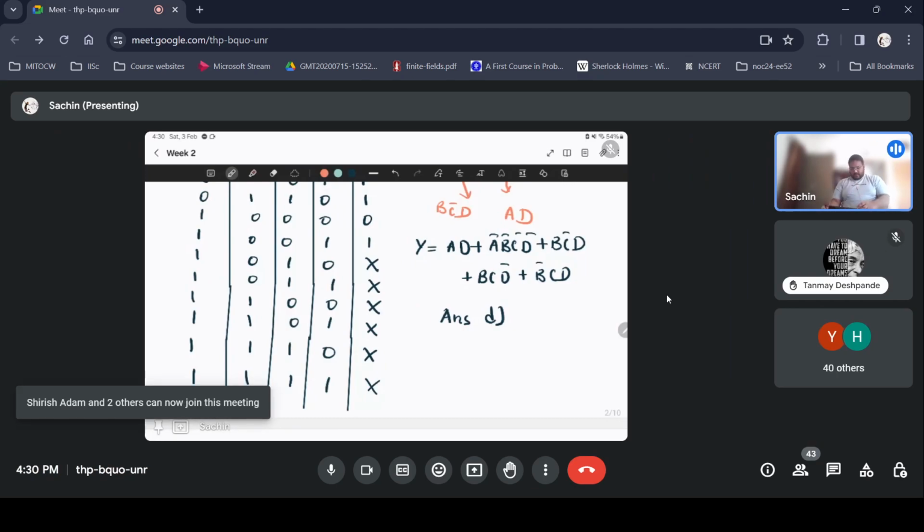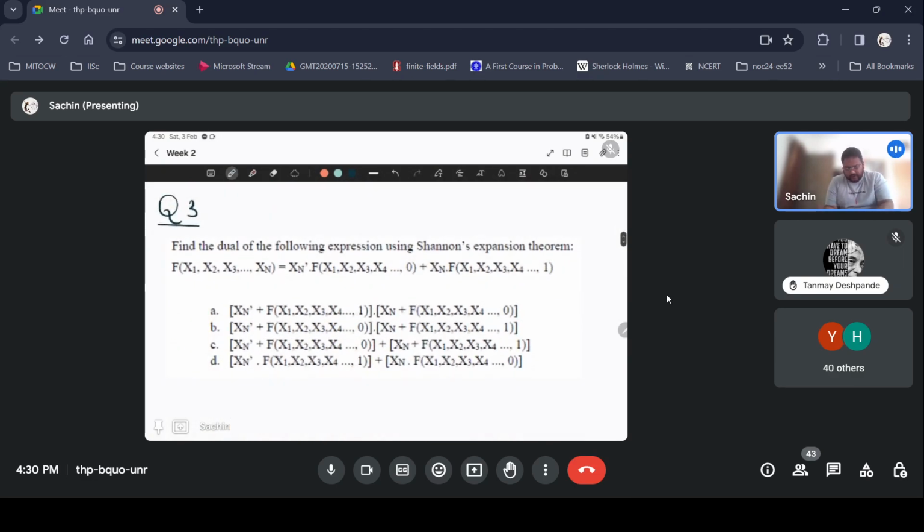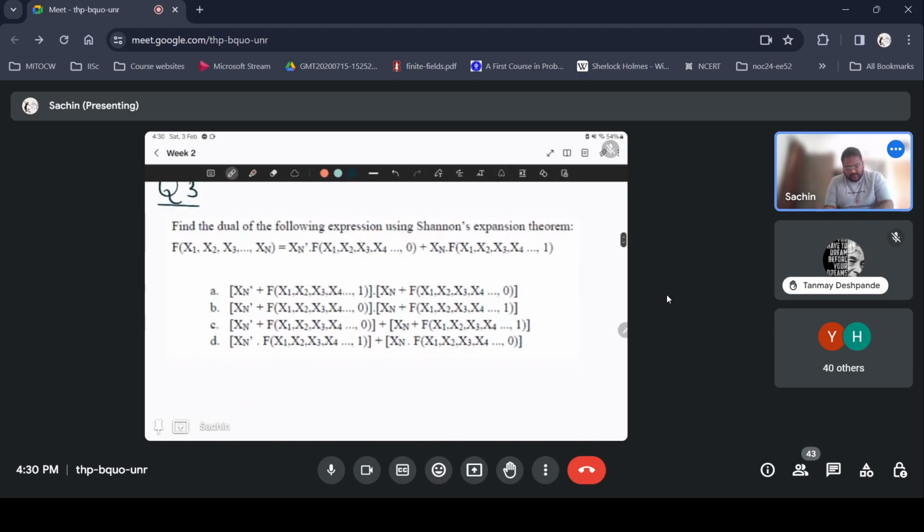Alright, we'll move on to the next question. Question number 3. Find the dual of the following expression using Shannon's expansion theorem. The theorem is given here: f of x1 x2 up to xn is equal to xn complement and f of x1 x2 up to xn minus 1 comma 0 plus xn and f of x1 x2 up to xn minus 1 comma 1.